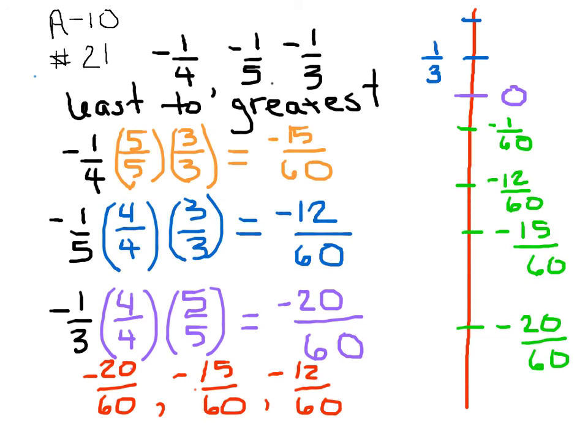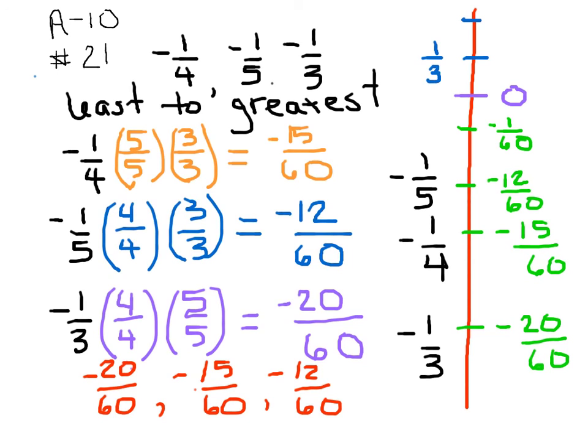So let's just write the equivalents over here. This is negative 1/3, right? 15 over 60 is negative 1/4, so let me make that. So this is negative 1/4. And then if I come over here, I can see that negative 12 over 60 is negative 1/5. So let's write that over here. Negative 1/5, right? So they go up in order.